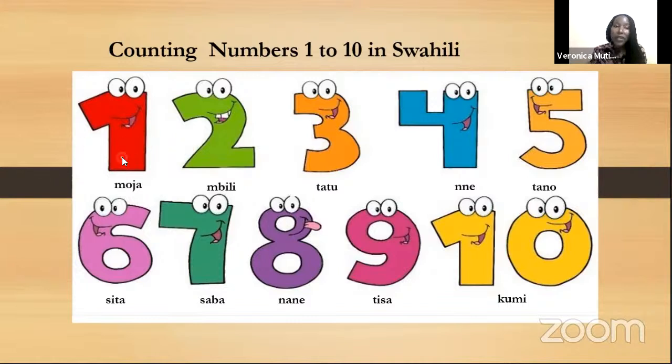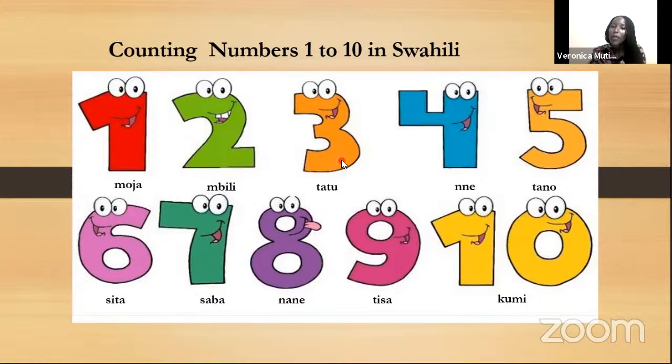So we start with one, moja. I'll just read it out and then we repeat together and then we practice to help us memorize. It's very easy to memorize. After we read through, you will realize that. So we start with moja, mbili, tatu. Frank, go with me. Moja, mbili, tatu. Try it out. Yes, Shannon, try out with me. Moja, mbili, tatu.